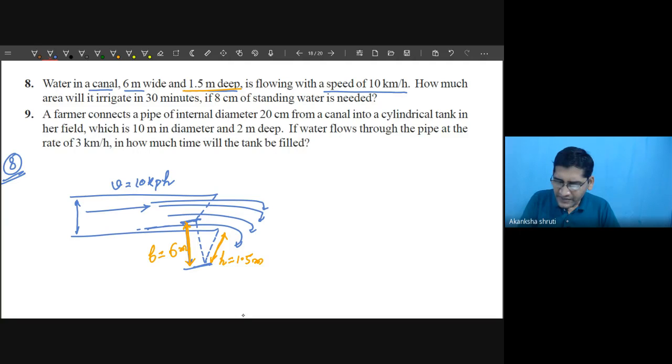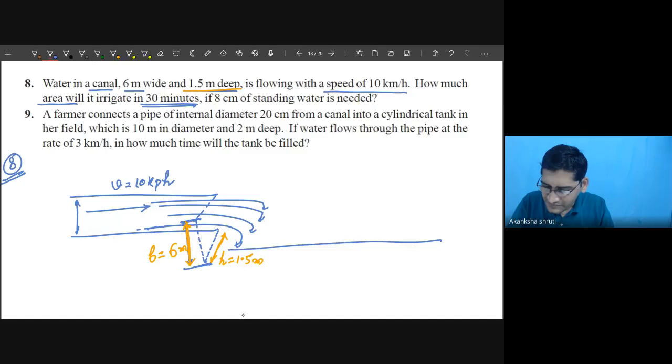Here the speed is given in kilometer and the length, width and depth are in meters. So better to convert it into meter per second or meter per minute, like that one. How much area will it irrigate in 30 minutes? Now it is given that this water is going to spread over an area.